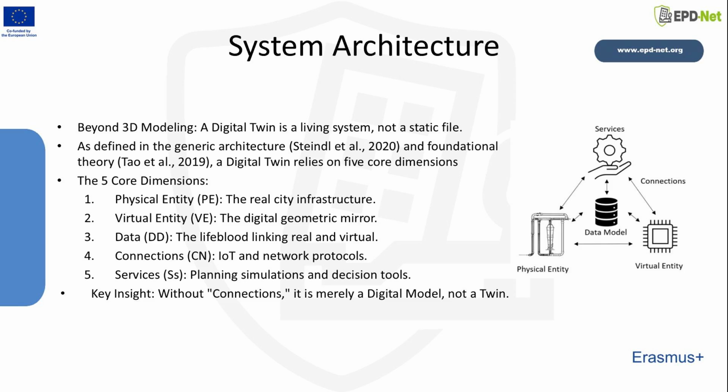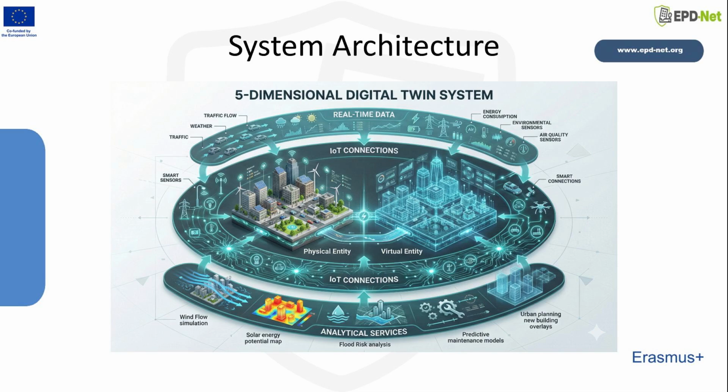A very common misconception in our field is treating a digital twin as just a high-quality 3D model. But academically and practically, that is incorrect. As defined by Tao et al. and visualized here in the figure from Steindl's research, a mature digital twin is a 5-dimensional system. It starts with the physical entity, the real buildings and roads. Then, we have the virtual entity, the digital mirror. But these are just 2 dimensions. To make it a twin, we need the other 3, data, connections, and services.